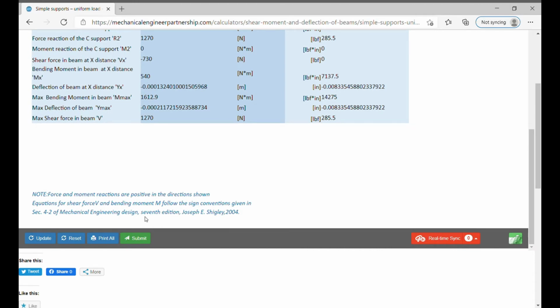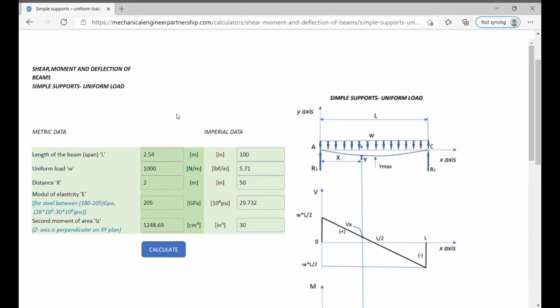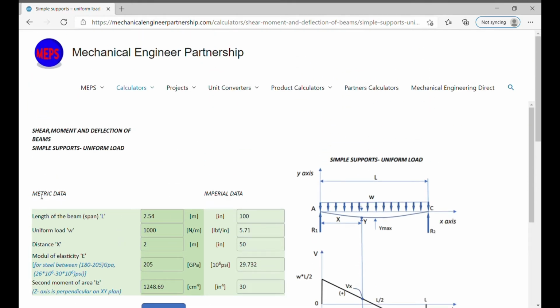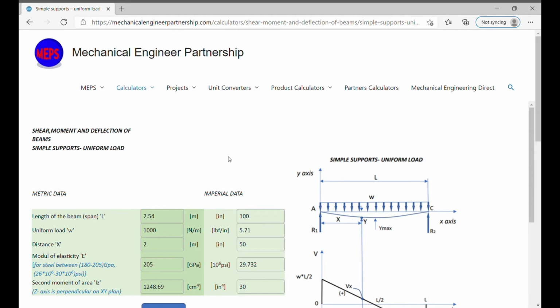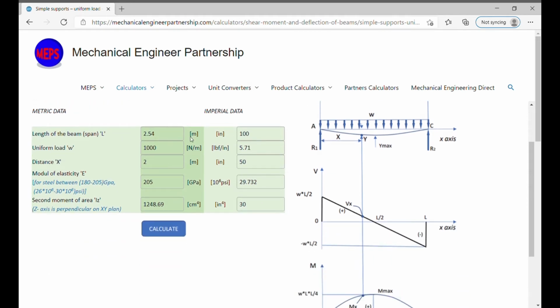7th edition, by Joseph E. Shigley, 2004. On the left side is the data, in metric and imperial units, and in blue color we obtain the results in metric units, respectively imperial units. Data are the length of the beam L in meters or inches, uniform load W in newtons per meter or pounds-force per inch, and X, the distance.